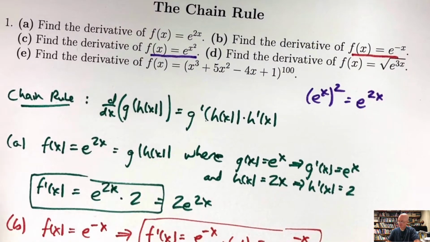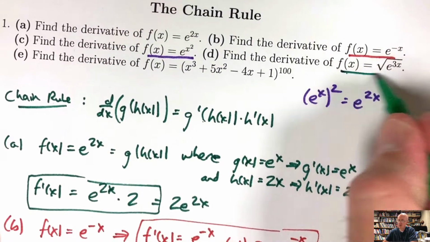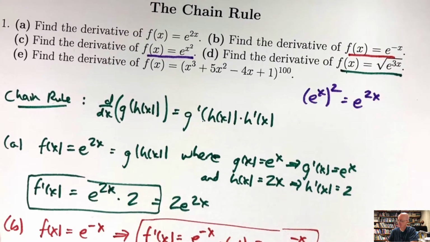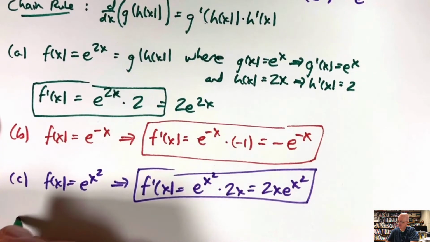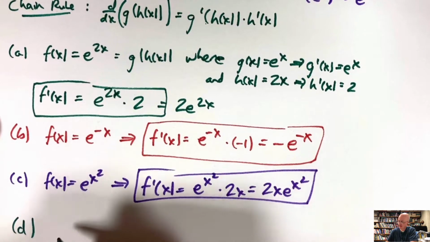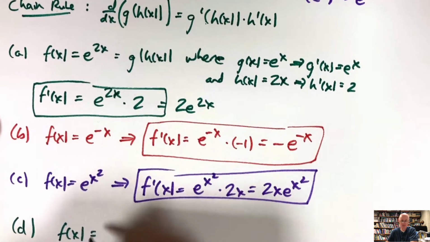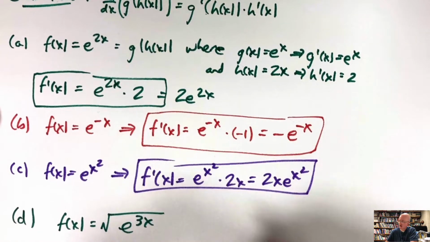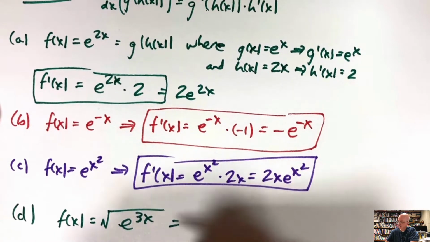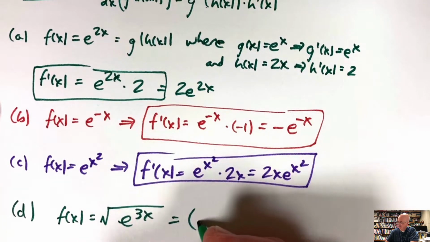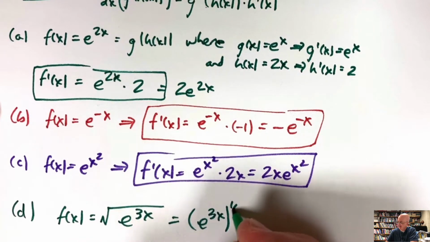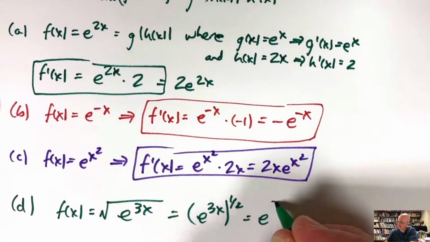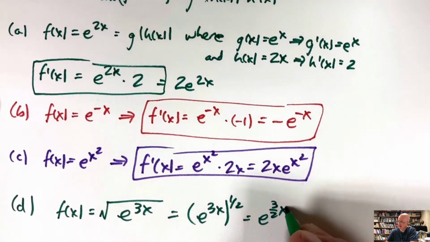Part D. Find the derivative of the square root of e to the 3x. I'm going to do this one in two ways. First, let's do it by treating the square root as a 1/2 power. So f of x equals, well, I guess in both cases I'll do that, but I also want to use a property of exponents with this first method here. Treat the square root as a 1/2 power, and then multiply those exponents to get e to the 3/2 x. That's another way to write the same function.